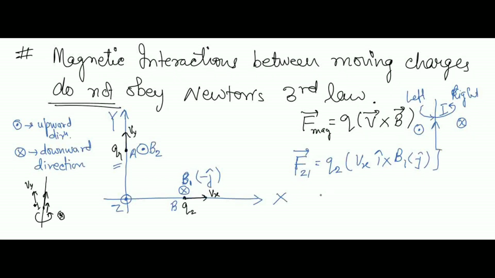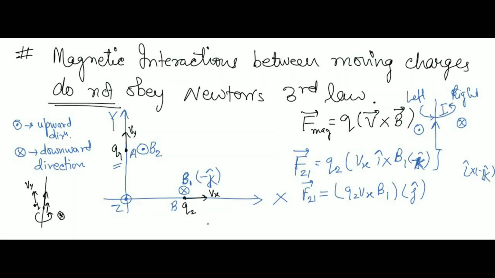So overall, the force on 2 due to 1, with some constant, is given by Q2 Vx B1, and basically I cross minus J. This is not J cap, this direction is K cap we have considered, so it is minus K cap. That was my mistake. I cross K cap is minus J cap, so I cross minus K is J cap. So the force on charge 2, Q2, is in J cap direction.